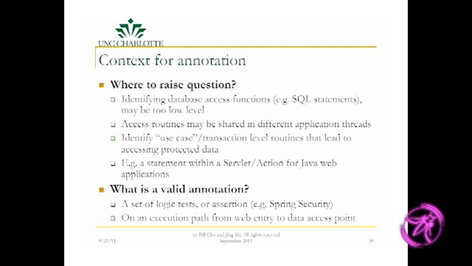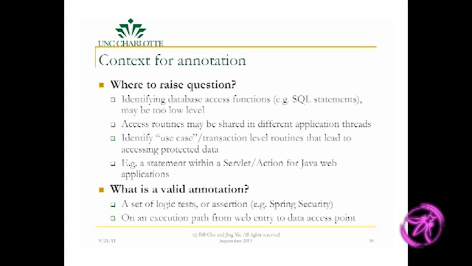The second point is, what is a valid annotation? Theoretically, what this annotation is really about is parts of an invariant, a security invariant. So it's fundamentally a logic test. It's got to be some sort of Boolean test. Or in a different syntax, for example something like Spring Security, it might be an assertion, but the assertion is really implemented as a logic test anyway. So first, it has to be a logic test, and it must be on the execution path from the web entry to your database access. If somebody just clicks something randomly, we at least do some sanity check to see if your annotation is actually going to do anything for this critical path.